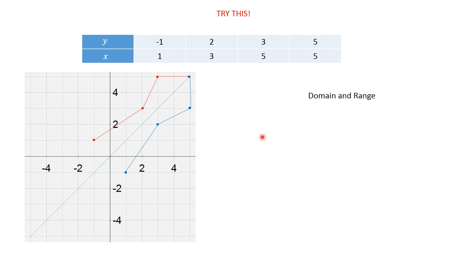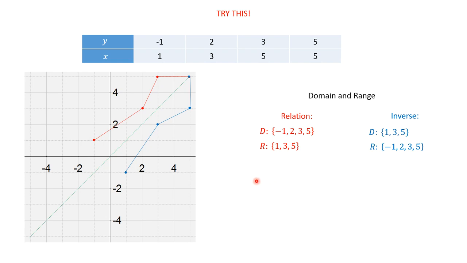Domain and range. First, the relation. Domain would be the top row. Range would be the bottom row. And notice it has 5 twice. We only need to write it once. Range is what could y equal. Y could equal 1, 3, or 5. And then same thing when it's going to be the domain for the inverse. But the domain becomes the range becomes the domain, and we're done with this part.